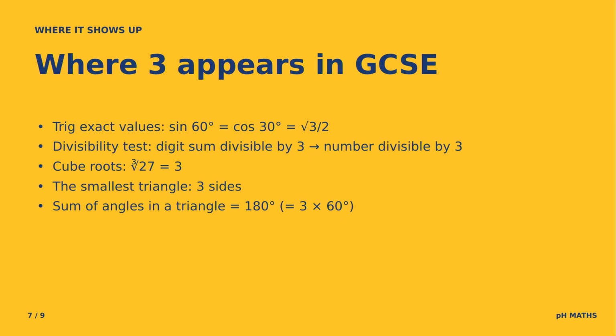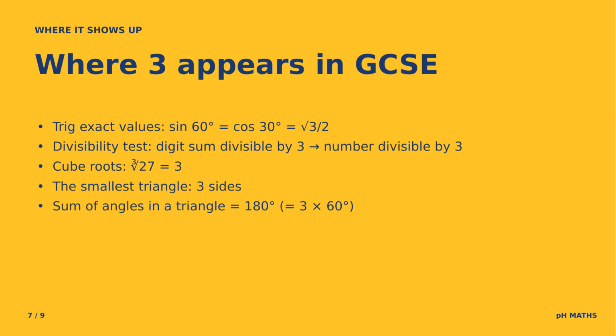Where 3 actually appears in your exam: exact trig values. Sine 60 equals cosine 30 equals root 3 over 2, and tangent 60 equals root 3. The divisibility test by digit sum. Cube roots. Cube root of 27 is 3. The smallest triangle has 3 sides, and the sum of interior angles of a triangle is 180 degrees, which is 3 times 60.